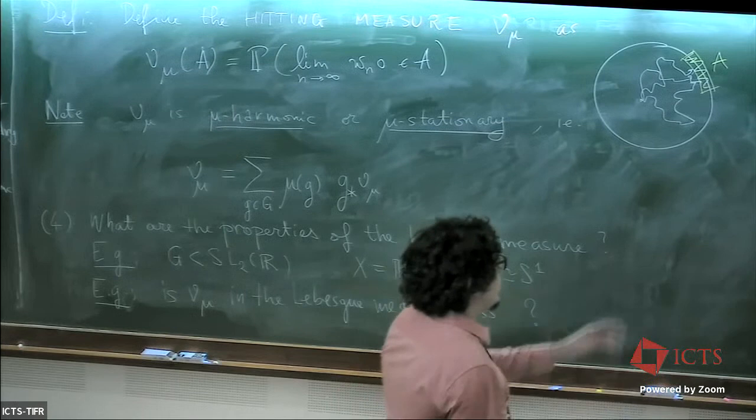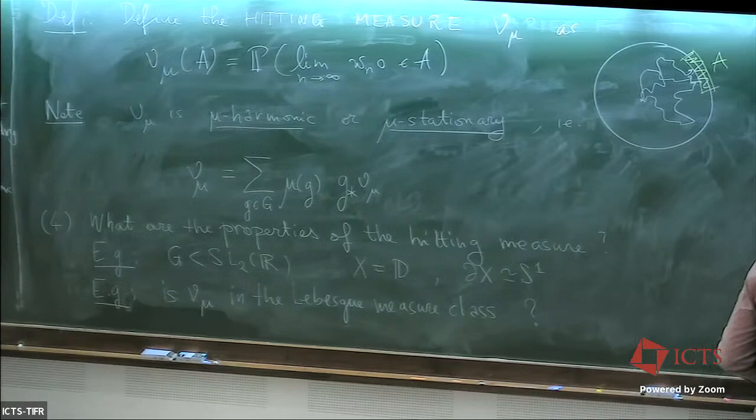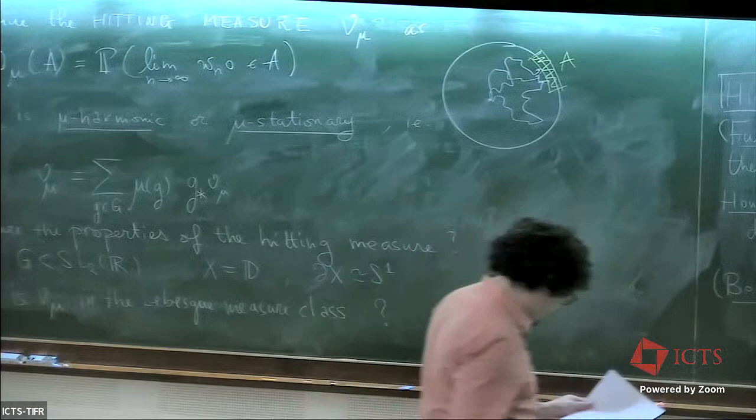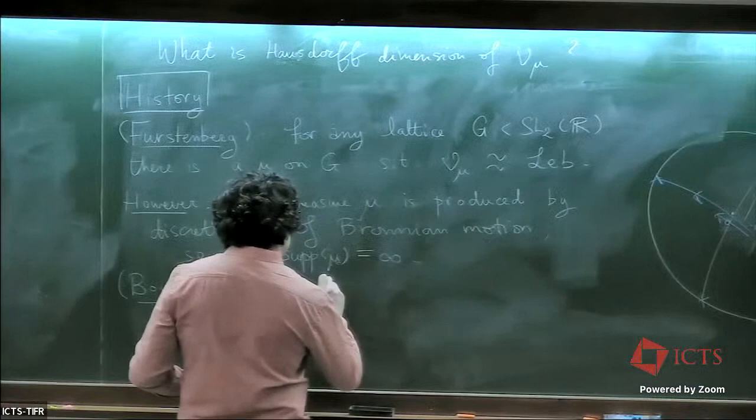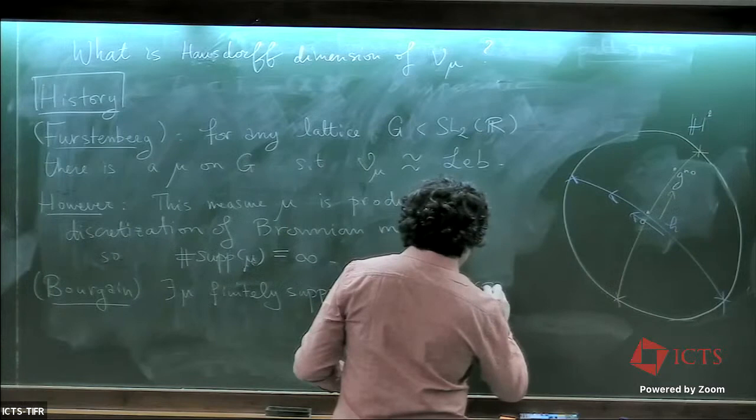So there is another way you can sort of cheat your way out of this problem, and this was expressed by Bourgain, who said the following. What if we want this to be finitely supported? Well, there exists mu finitely supported on SL2R such that the Hitting measure is absolutely continuous with respect to Lebesgue.